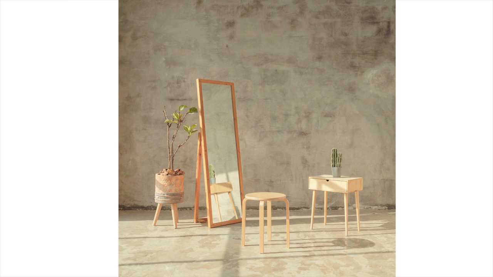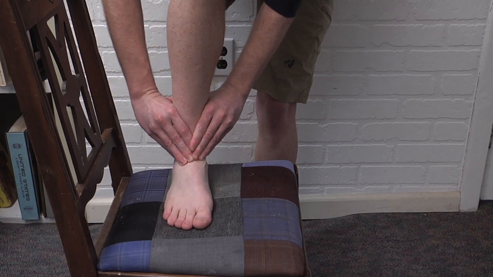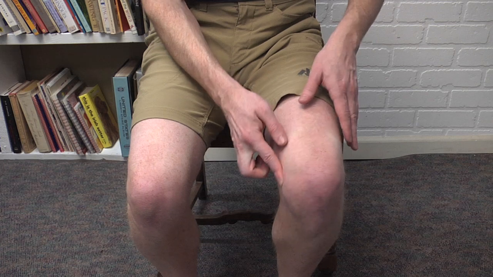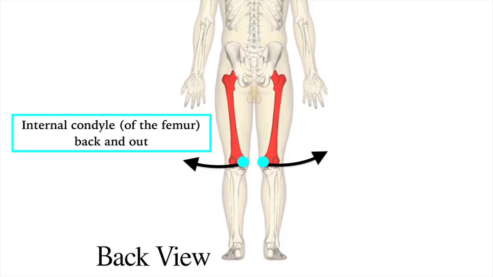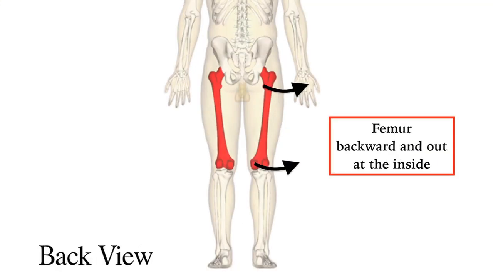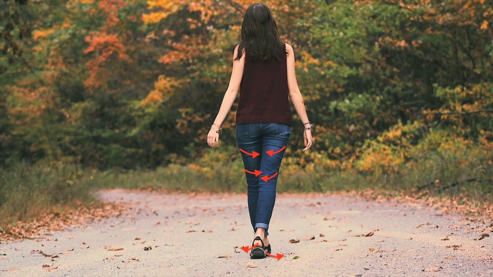To begin with, our primary concerns should be to lift the iliacs back and up, to screw the ankles, which means internally rotating the ankles, to pull the head of the fibula forward and in, but also to pull the internal condyle of the femur, here at the inside of the upper knee, backward and out, and to rotate the femur generally forward and in at the outside and back and out at the inside, while making sure to abduct the legs. Abducting the legs here means pushing the insides of the legs apart and not allowing a collapse of the legs in towards each other.